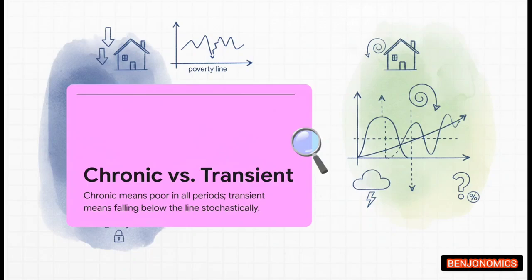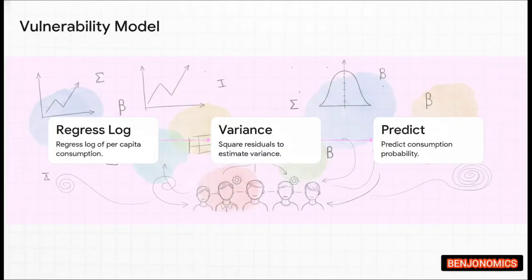This introduces a huge statistical challenge: measuring vulnerability. Economist Stephen Dercon defines this as ex ante poverty, which is the literal mathematical probability of a family falling into poverty next year. So how do we actually calculate this probability?